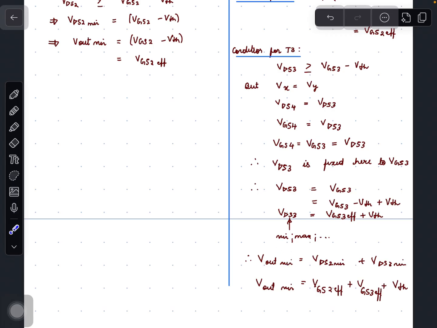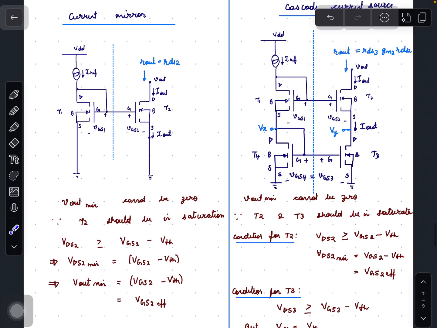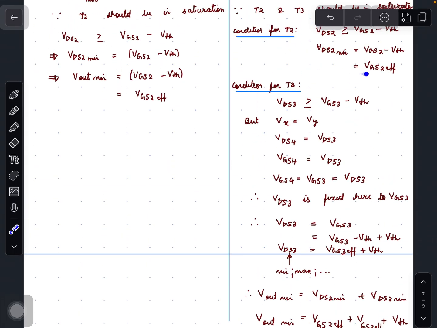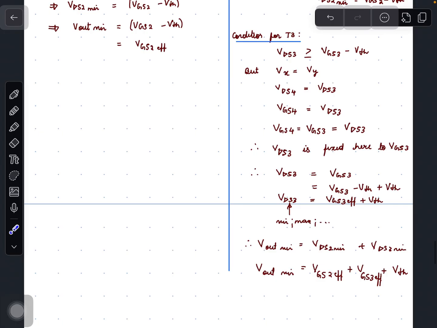So V out minimum, that is this voltage minimum, will be equal to VDS2 minimum plus VDS3 minimum. We know that VDS2 minimum equals VGS2 effective and VDS3 minimum equals VGS3 effective plus VTH. So V out minimum is VGS2 effective plus VGS3 effective plus VTH.